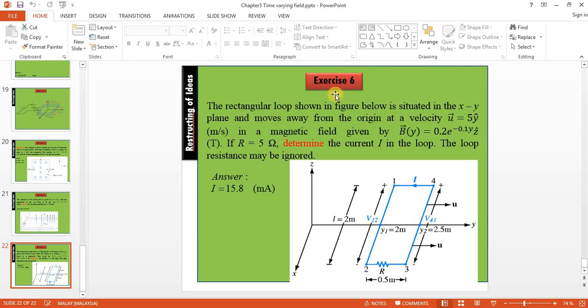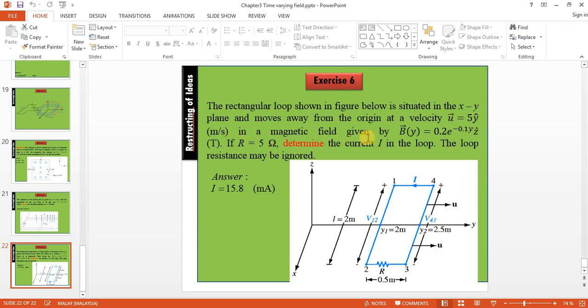Now let's look at the last exercise, which is exercise 6. Now you have a rectangular loop, situated in the xy plane, parallel to the xy plane. It moves away from the origin at this velocity. So this loop will move from the origin in this way at this velocity, and the direction is positive y.